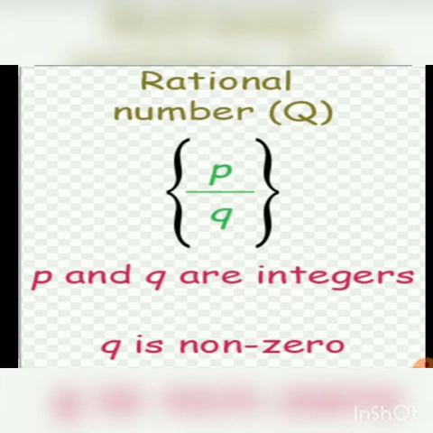So, rational numbers include all the numbers of the form p by q, where q is not equal to 0 and p and q are integers. Integers means, you know what integers are, right? It can be a negative integer or a positive integer. So, understood what a rational number is? All the numbers of the form p by q. In other words, we can say all fractions are included in rational numbers.